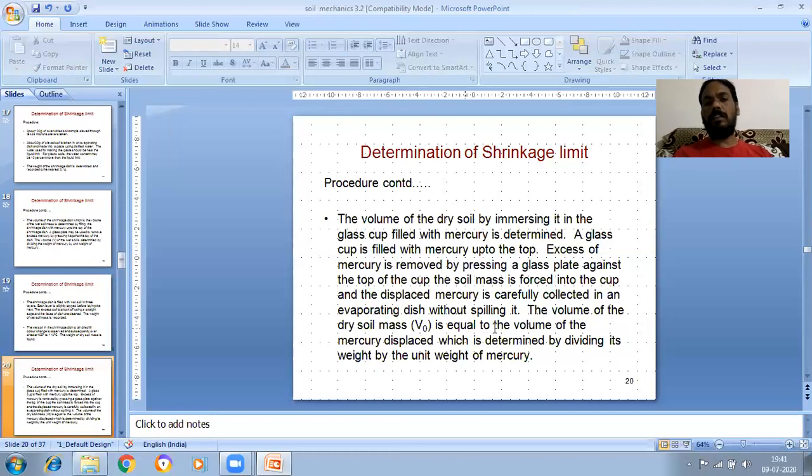How do we get it? That is equal to the volume of the mercury displaced, which is determined by dividing its weight. Measure the weight of the collected overflown mercury divided by unit weight of mercury. Same principle again. From that we will get the volume of the mercury. Volume of the mercury is nothing but the dry soil volume. So that we are getting the dry soil volume here.